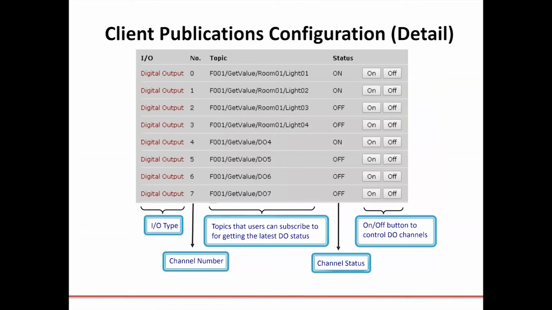And this is just showing that publications page in a little more detail. So you have the IO type there on the left, the IO number, second from the left, and topic that is assigned, current status, and then you can change status right through the HMI on the module itself.